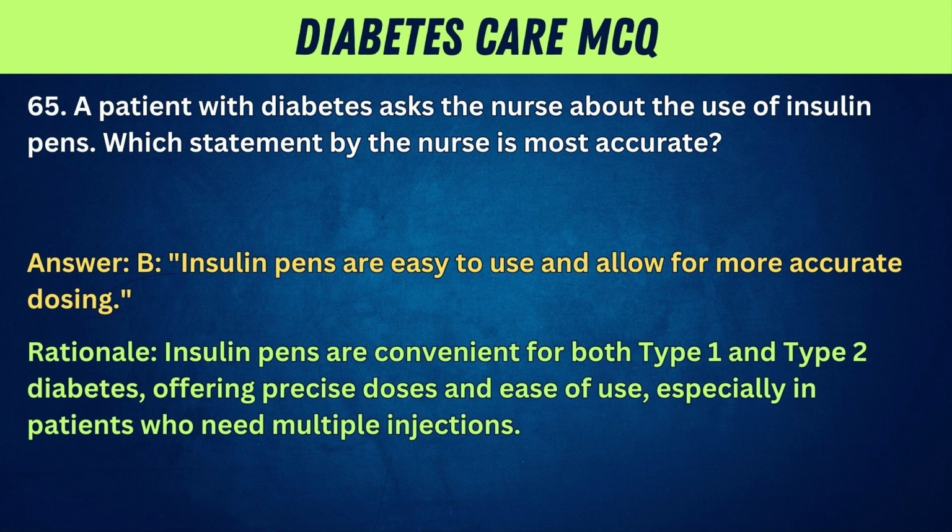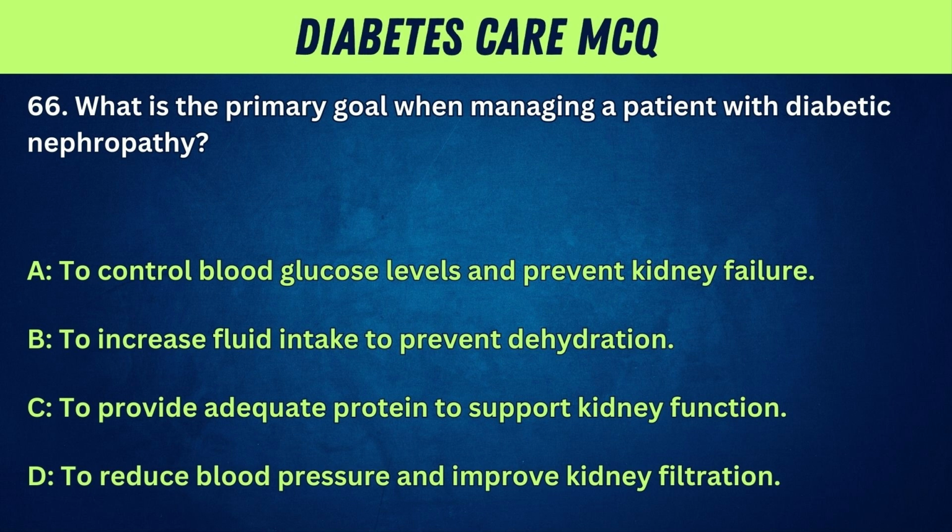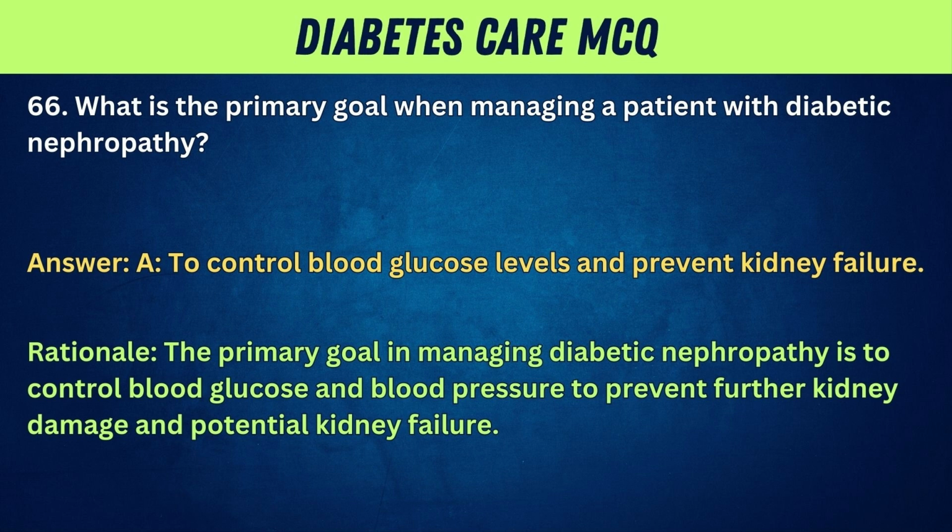Rationale: Insulin pens are convenient for both type 1 and type 2 diabetes, offering precise doses and ease of use, especially in patients who need multiple injections. 66. What is the primary goal when managing a patient with diabetic nephropathy? A. To control blood glucose levels and prevent kidney failure. B. To increase fluid intake to prevent dehydration. C. To provide adequate protein to support kidney function. D. To reduce blood pressure and improve kidney filtration. Answer: A. To control blood glucose levels and prevent kidney failure.